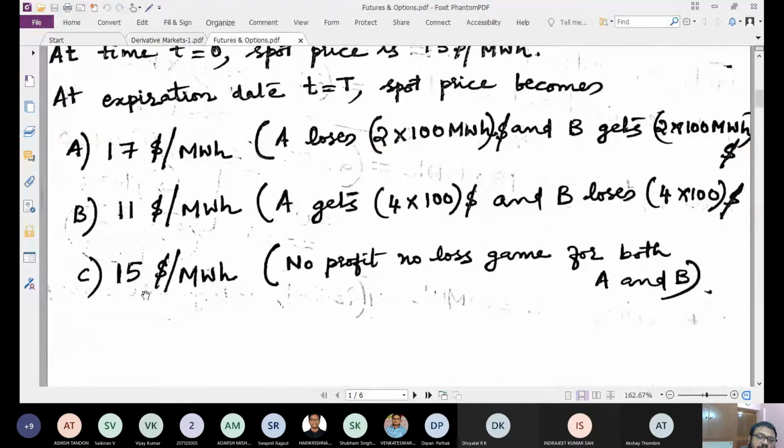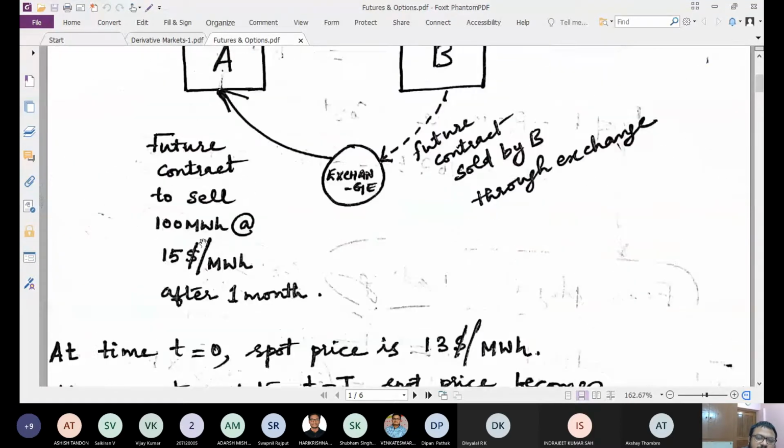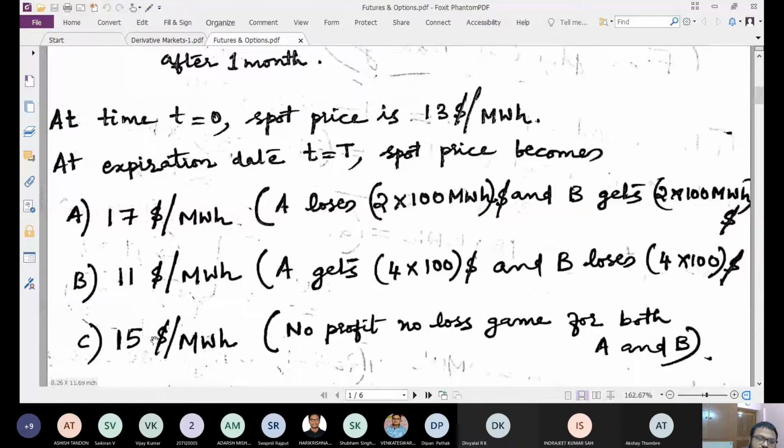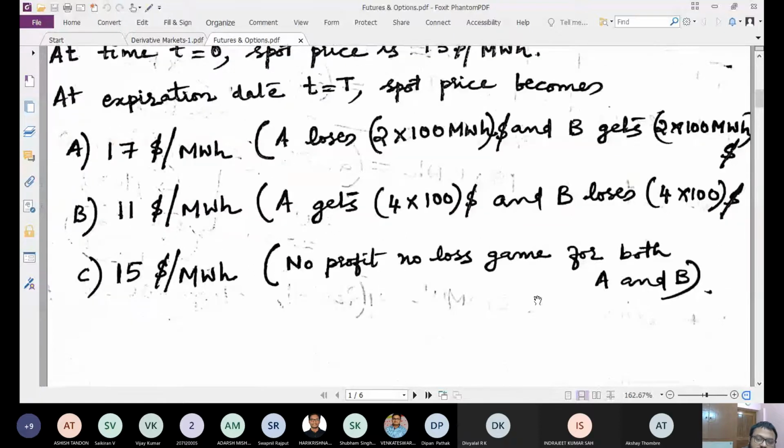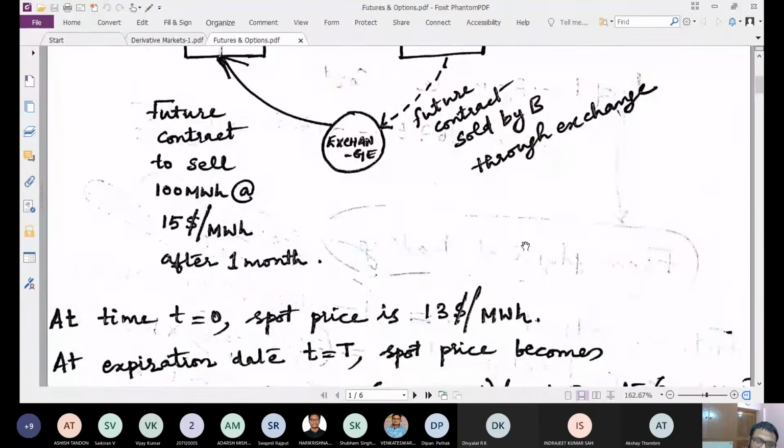Okay, now if the spot price becomes $15 per megawatt hour, that means the strike price is equal to the spot price. What is the strike price? Strike price is the price that is quoted in the contract. Here the strike price is $15 per megawatt hour, and at the expiration date the spot price is also $15 per megawatt hour. So it is a no profit, no loss game for both A and B. So this is what is happening in a future contract.